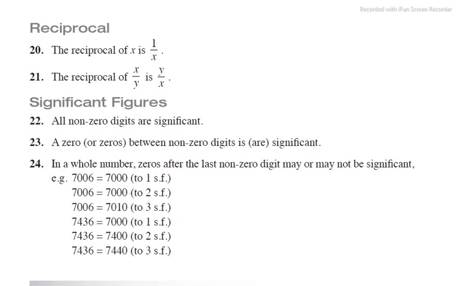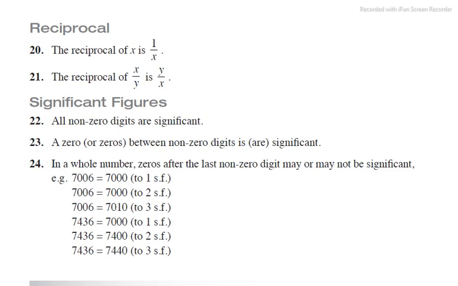Category number 3, we are told that in a whole number, zeros after the last non-zero digit may or may not be significant. We may consider it or we may not consider it as significant. We want to see when we consider it and when we do not.